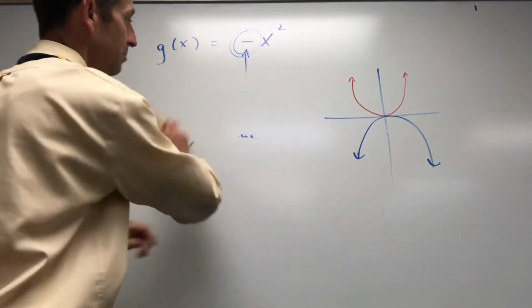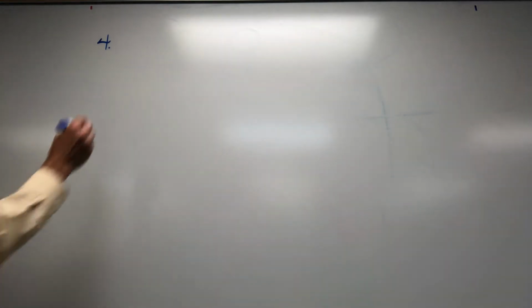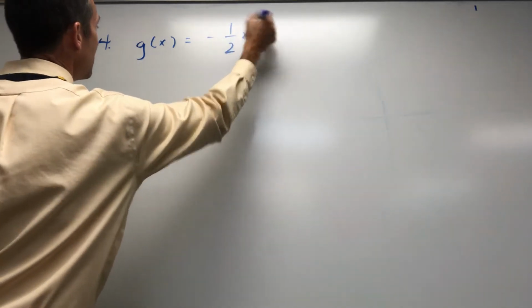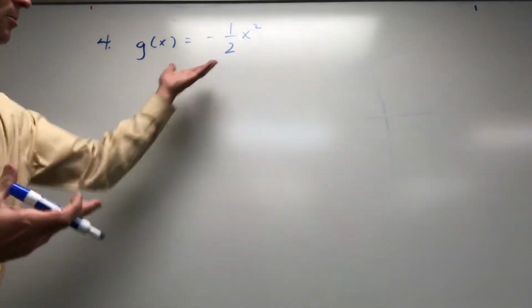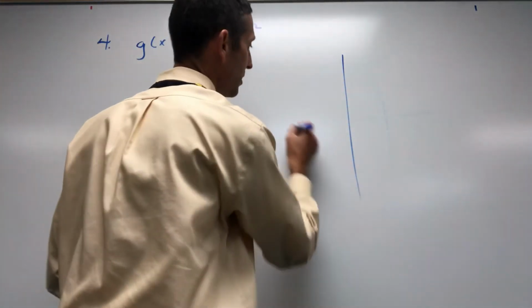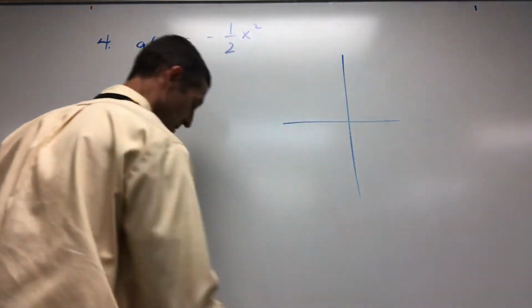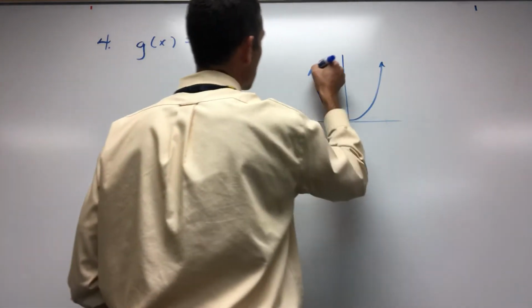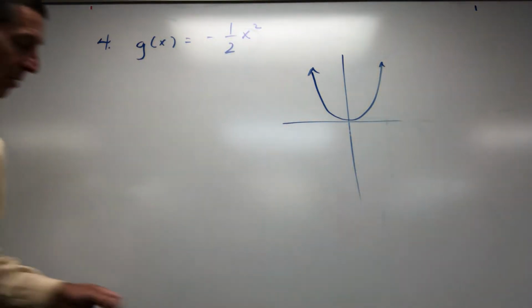All right, let's look at these math problems today. Number 4, what do we got here? g of x equals negative 1/2 x squared. So we know our job. We see x squared. We know that's going to be a quadratic. So here's my parent function. Let's see what happens here.